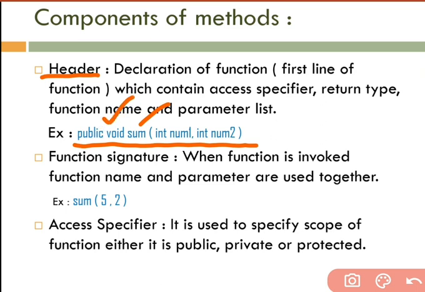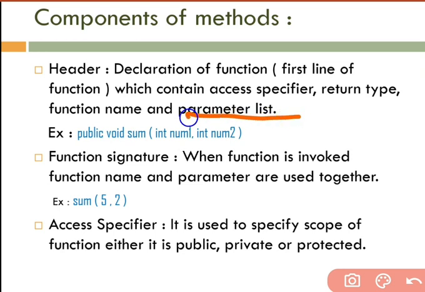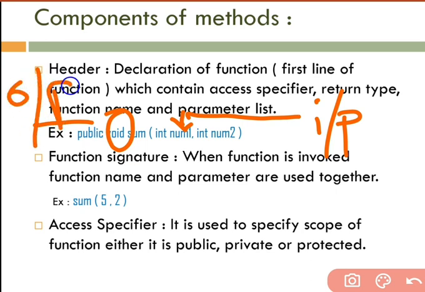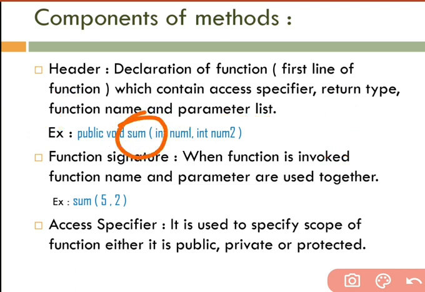Name, return type, access specifier, parameter list. The parameter list shows us what we are accepting as input. The return type shows us what we are providing as output. And the function name shows us what we are doing inside a function. That's why we have access specifier, return type, function name, parameter list.